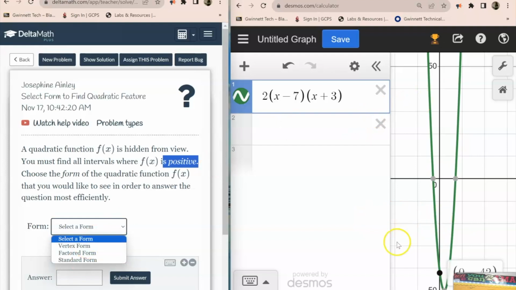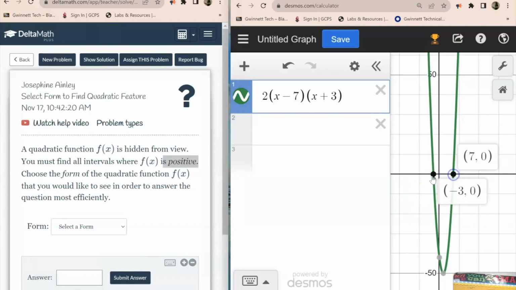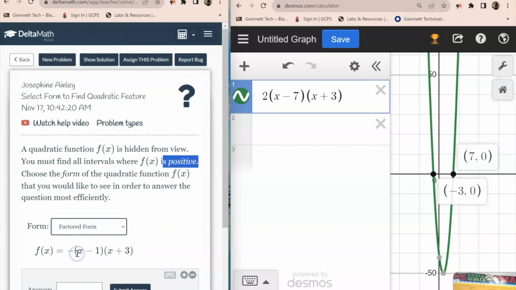So let's talk about what negative and positive means. Positive is anything above the x-axis, and negative is below. So anything above is positive, anything below is negative. Which means what are my crucial points now? These 2 points, because they will tell me above here and then below these 2 points. These points are called x-intercepts, which means I'm going to choose factored form because that will give me my x-intercepts.